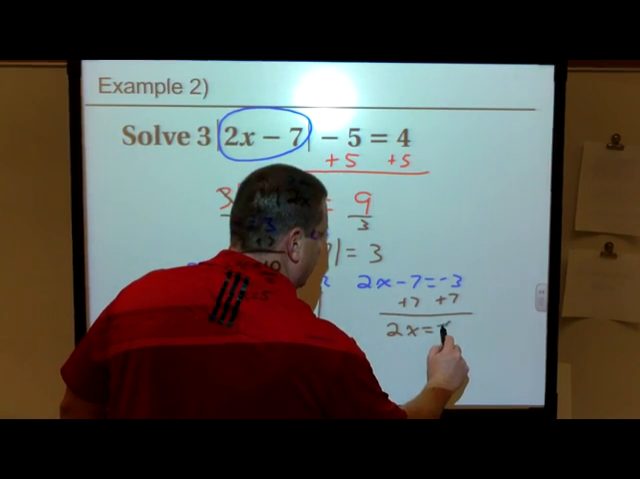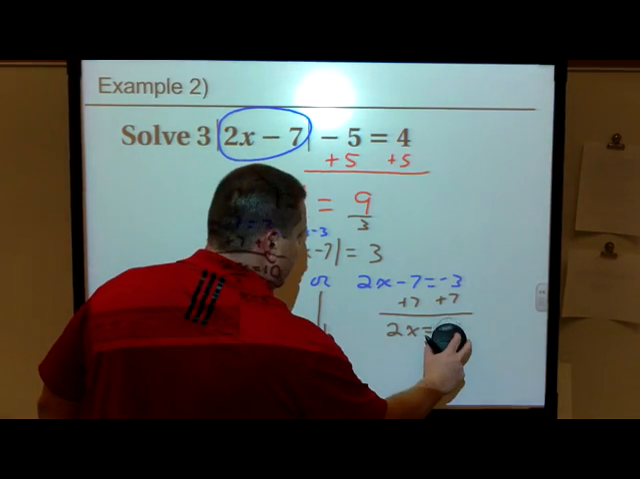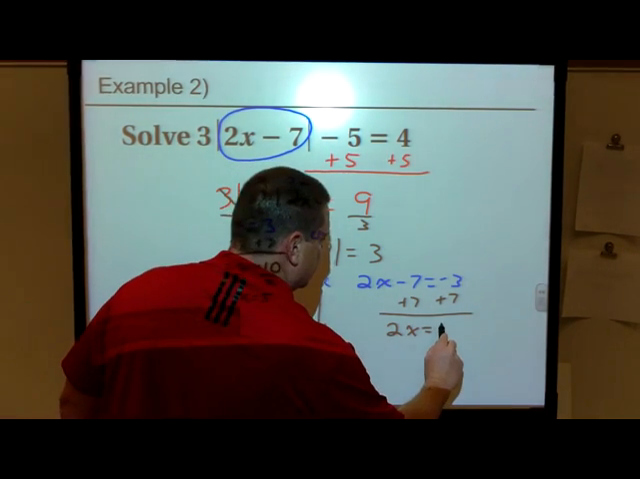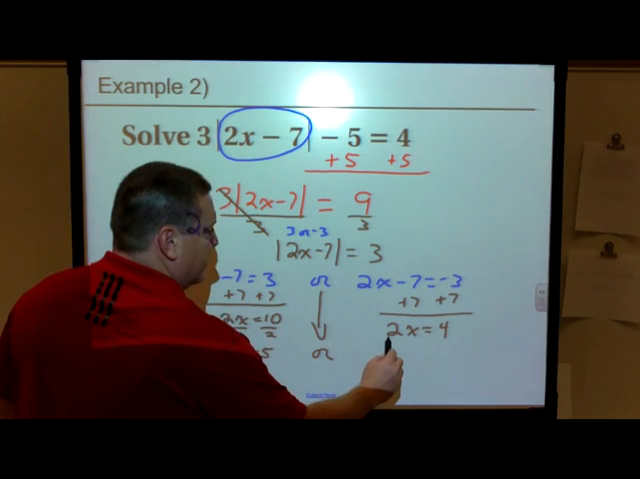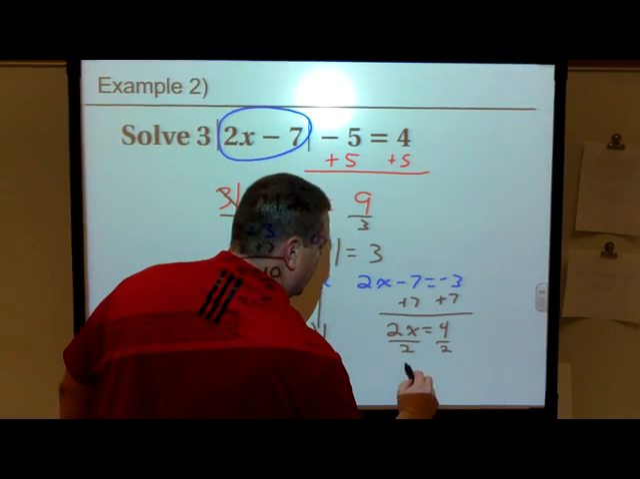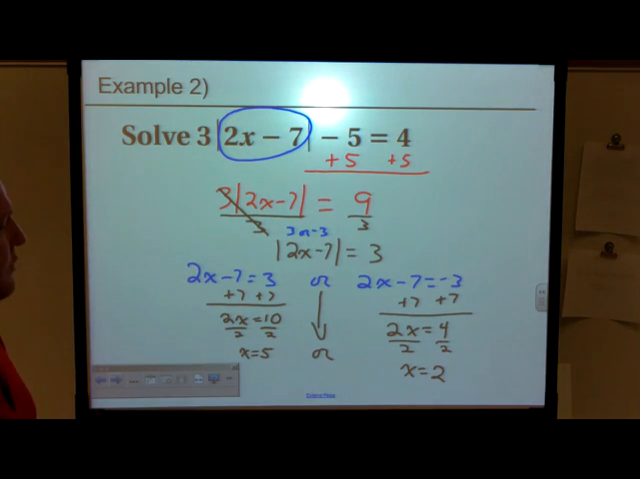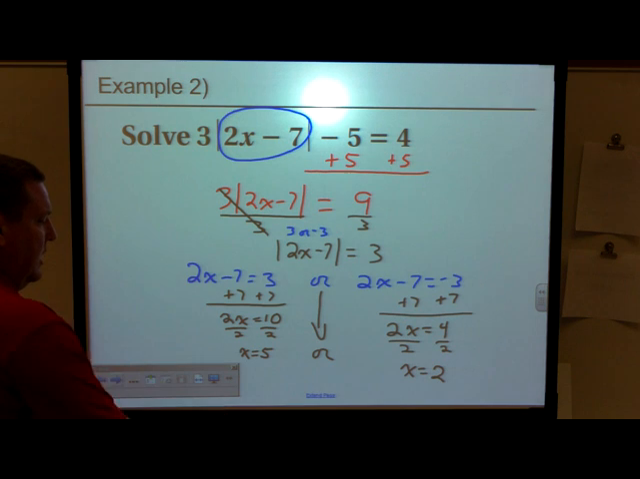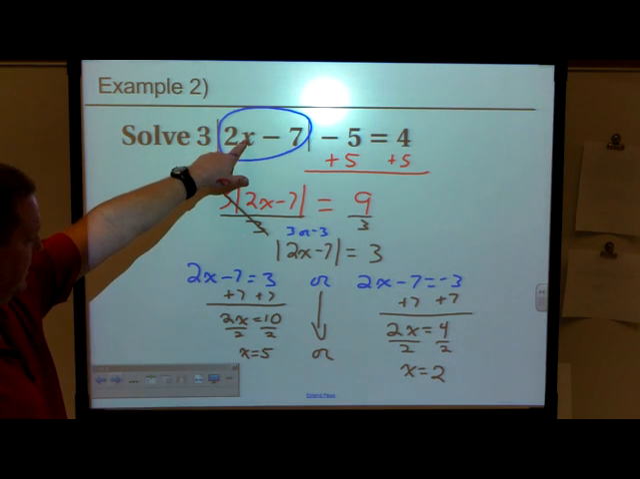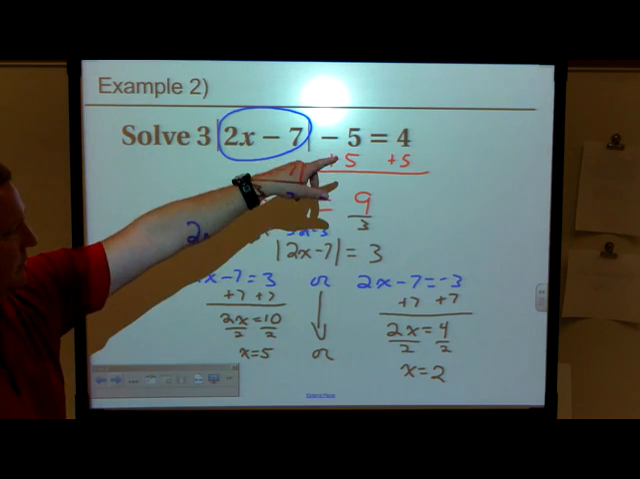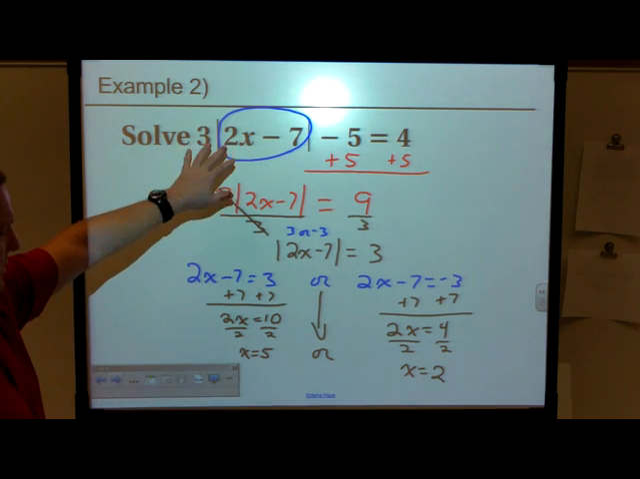Or, let's come straight down, or plus 7, 2x is equal to positive, not negative, positive 4, divide by 2, x could equal positive 2. So x could equal 5 or x could equal positive 2. And the only way to be certain is to put 5 in here and check it, make sure it equals 4. Put 2 in there and check to make sure it equals 4.